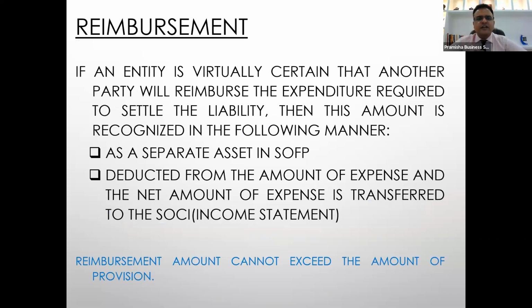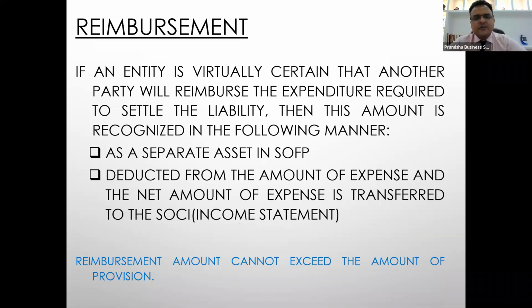Reimbursements. Now, if an entity is virtually certain that another party will reimburse the expenditure required to settle this liability, you are simply acting as a medium. You are creating this provision because you are the medium by which this payment will be done, but you'll be reimbursed for it. Then this amount is recognized in the following manner: as a separate asset in the statement of financial position, deducted from the amount of expense, and the net amount of expenses transferred to the income statement, because you may be getting benefit out of it that some other party will reimburse to you.